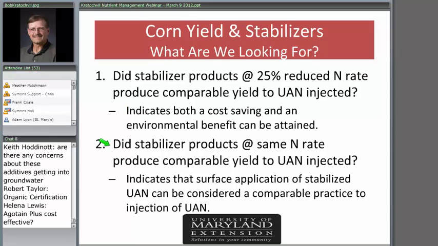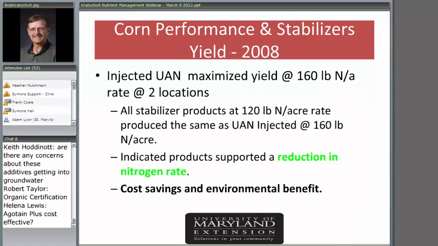The other question we had is, can a stabilizer product at the same nitrogen rate produce comparable yield to UAN injected? What we're measuring in this case would be whether surface application of the stabilized UAN can be considered a comparable practice to injection of UAN. In other words, if you want to surface apply your nitrogen and use a stabilizer product, you may be just as well off as getting it injected into the soil? Those are the two questions. What have we seen?